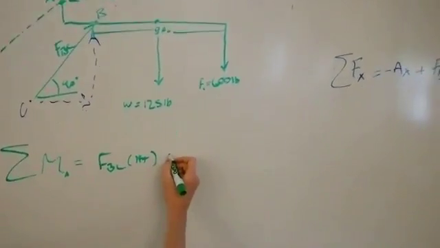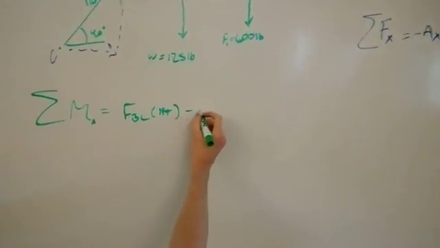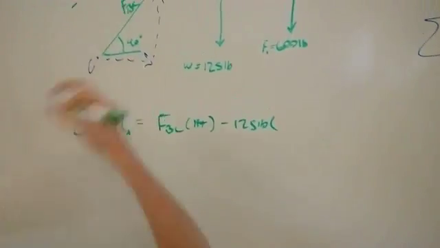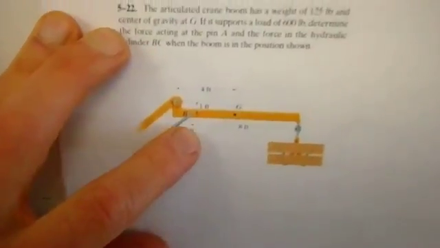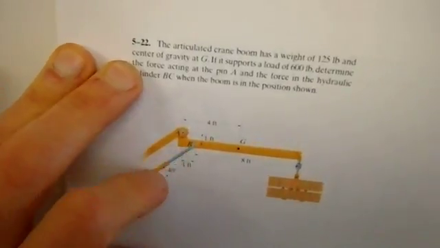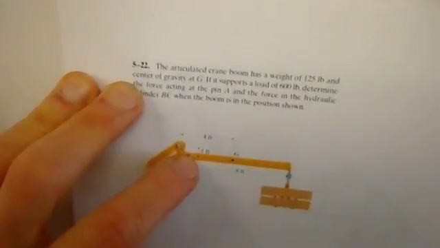FBC times, it's supposed to be 1 foot. How do you know it's 1 foot? It says it in the diagram, right here. That is not the moment arm for FBC though, is it? The pin at B is connected to the hydraulic cylinder. There's FBC, 2 forces, and it tells you that it's 1 foot horizontally away from A and 1 foot vertically away from A.